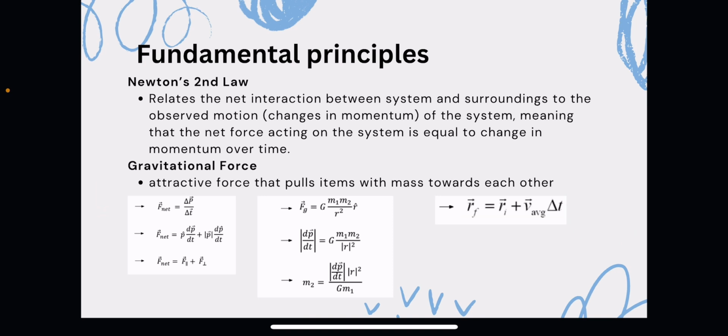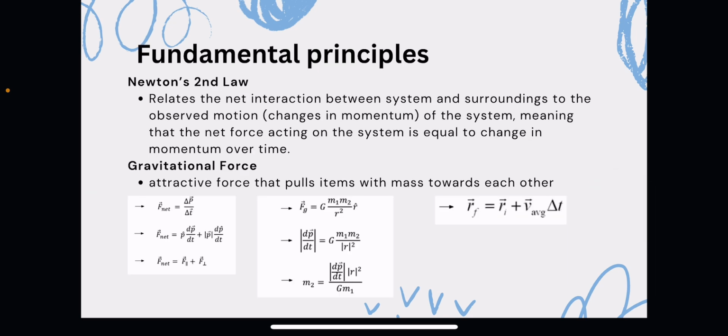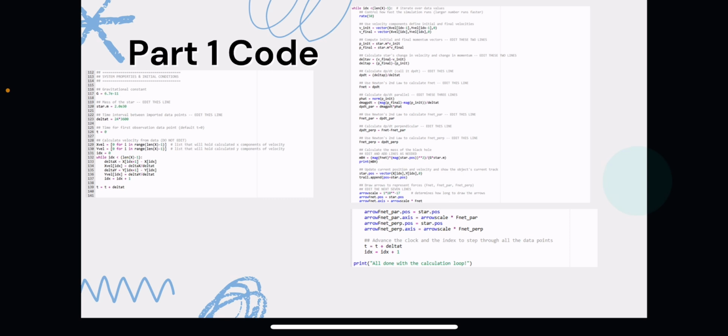Gravitational force is an attractive force that pulls items with mass towards each other. And here you can see we start off with the original formula, but you can manipulate it to find the mass of the black hole. Sorry, of the ship. And then we also utilize the position update formula.